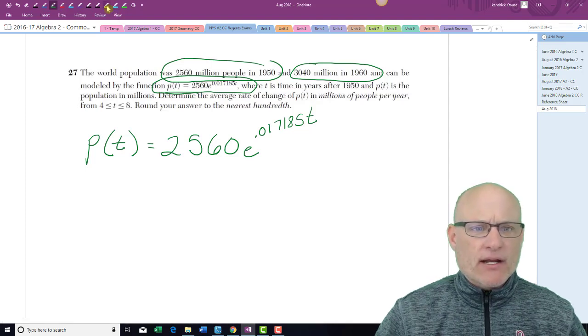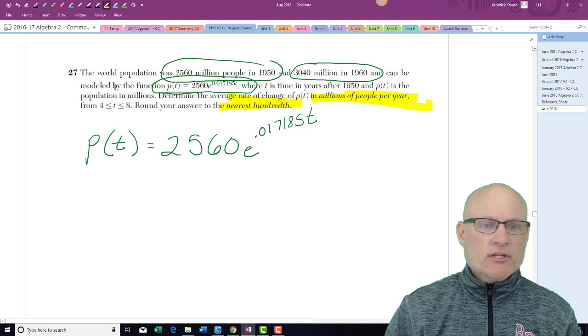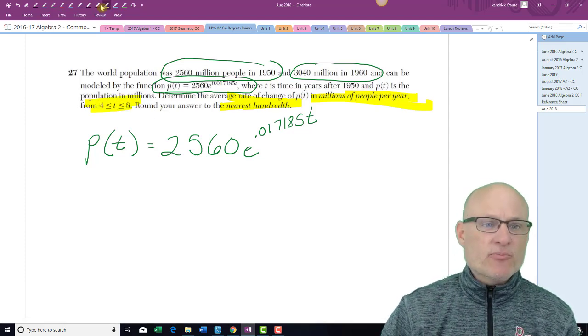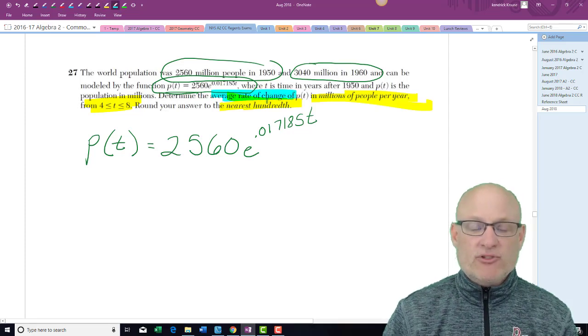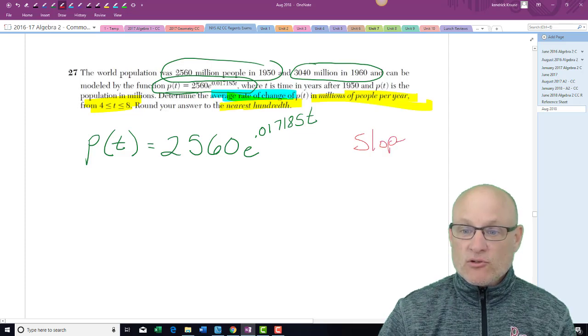All right, let's do some highlighting here. Nearest hundredth, let's do that. We got millions of people per year. We want to go from 4 to 8. And it says here average rate of change. You all should know that average rate of change just means slope.